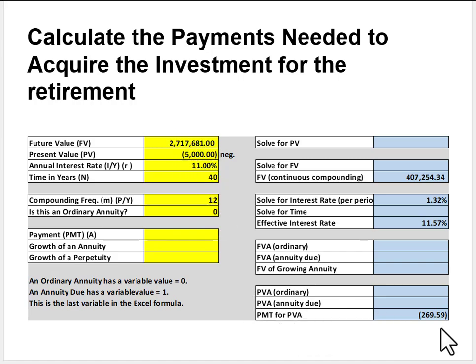If you look to the lower right here, we can see you need to put away roughly $269 a month. Now, if you have an employer who will match your investment dollars, you really only have to put away, I think that's roughly $135 a month. Or if you could put away $269 and your employer would put away $269, you would be able to double this amount of money. So you'd end up with $5.4 million instead of $2.7 million.